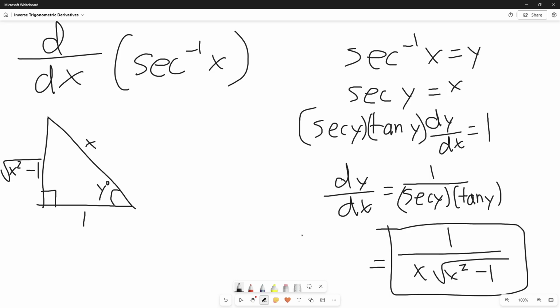However, if you notice, whenever you plug in a negative number for x, the slope is going to be negative, and that can't be right. So we set absolute value into this x, because whenever you put something into inverse secant of x, it should not be negative.